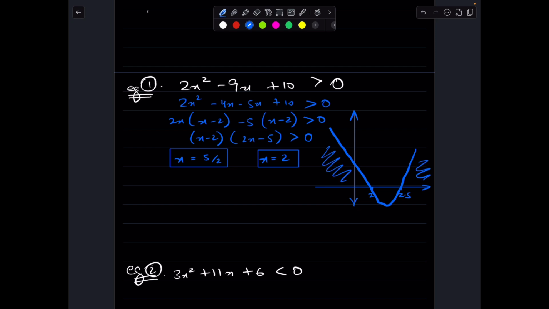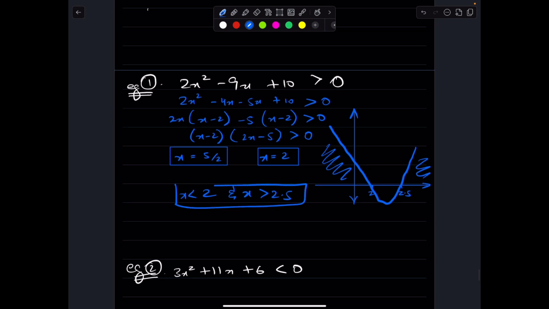And now it's time for our final answer. So we have x is less than 2. So we'll write this. X is less than 2. And we have that x is greater than 2.5. So we'll write x is greater than 2.5. And appreciate the fact that if this sign was greater than equals to, then we'd also have equals to here. So this is our final answer.